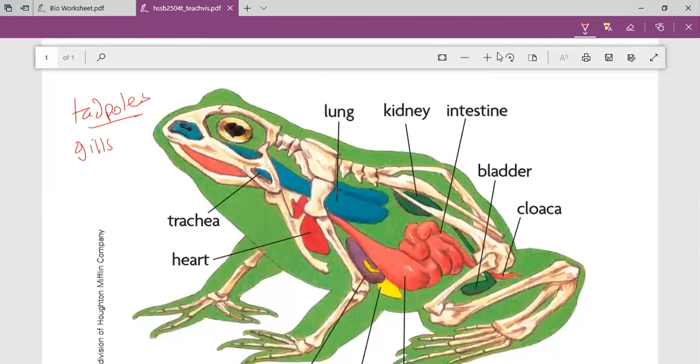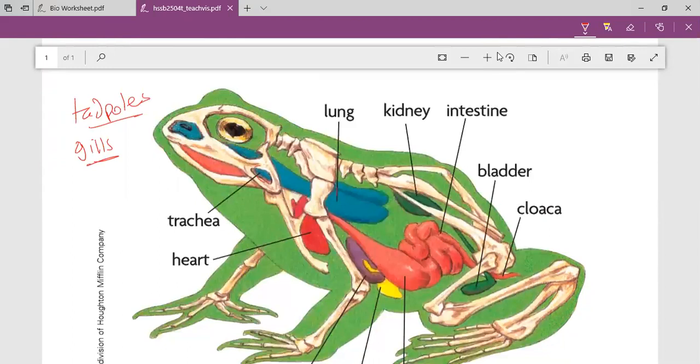Okay, so now what do you mean by saying gills are reabsorbed and lungs develop? When you say they're reabsorbed, they're converted. They change. Not all amphibians have it. The reason why this one has it is because it goes through metamorphosis. Metamorphosis means it changes from one form to another form.